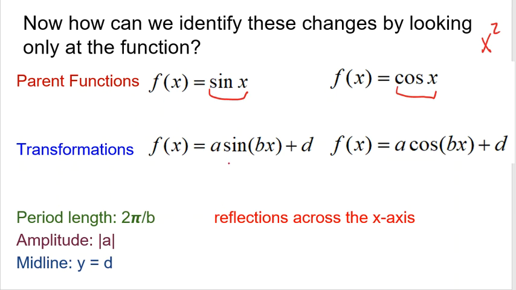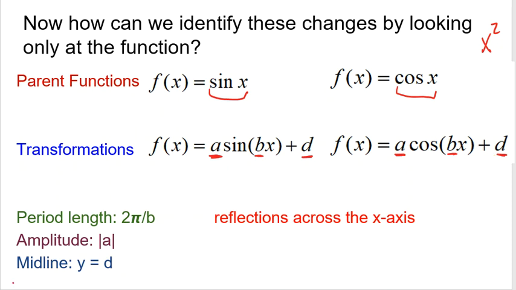So we have 3 different types of transformations. And again, this is the period length, the amplitude, and the midline. So we have A multiplied out in front of the sine or out in front of the cosine. We have B multiplied inside of the sine or inside of the cosine. And then we have a D added or subtracted on the outside. So all 3 of those features correspond to the period, the amplitude, and the midline.